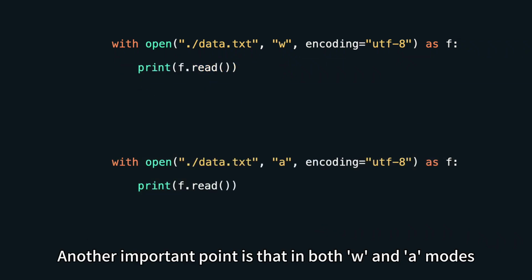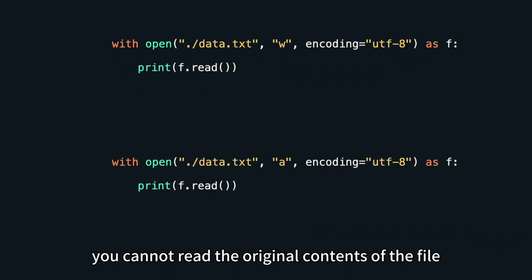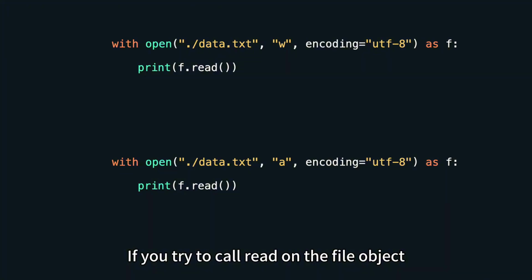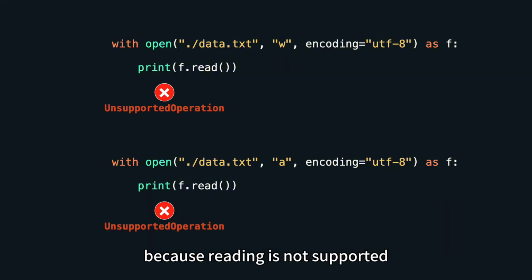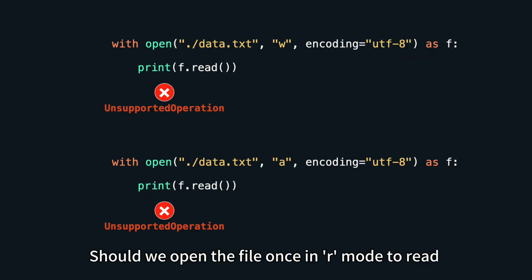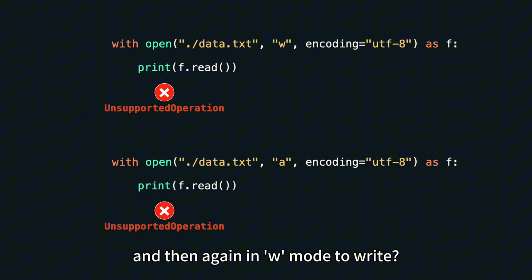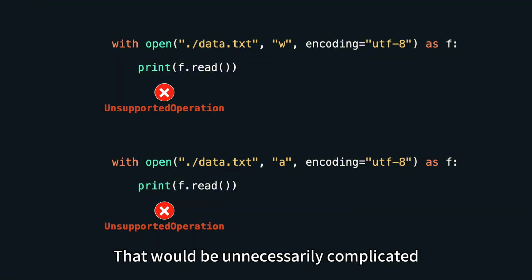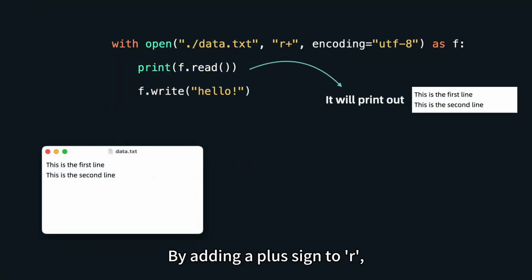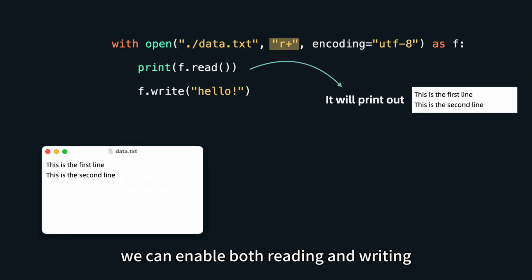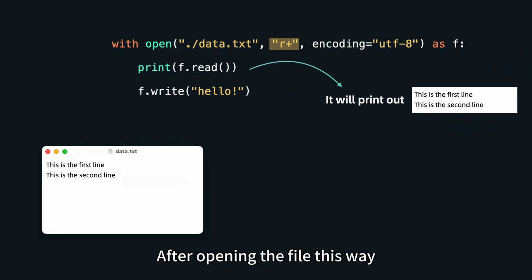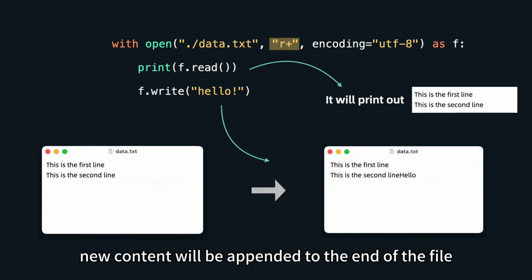Another important point is that in both "w" and "a" modes, you cannot read the original contents of the file. If you try to call read on the file object, the program will raise an error because reading is not supported. So what should we do? Should we open the file once in "r" mode to read and then again in "w" mode to write? That would be unnecessarily complicated. By adding a plus sign to "r", forming "r+", we can enable both reading and writing. After opening the file this way, calling read and write will both work. After calling write, new content will be appended to the end of the file.